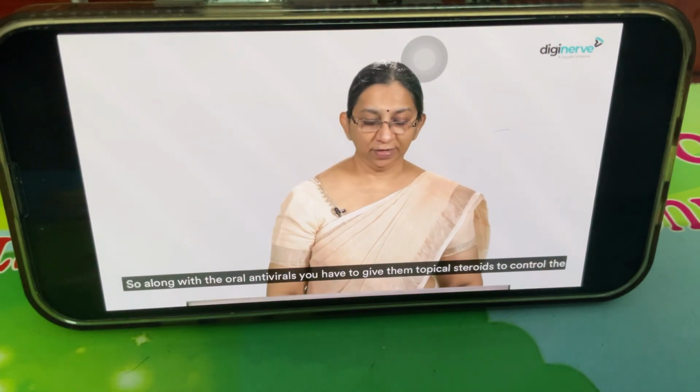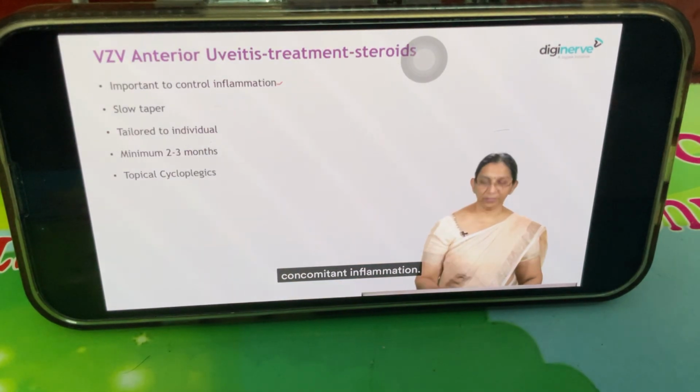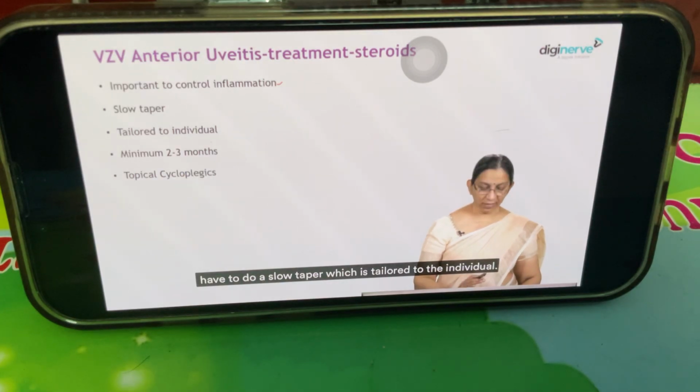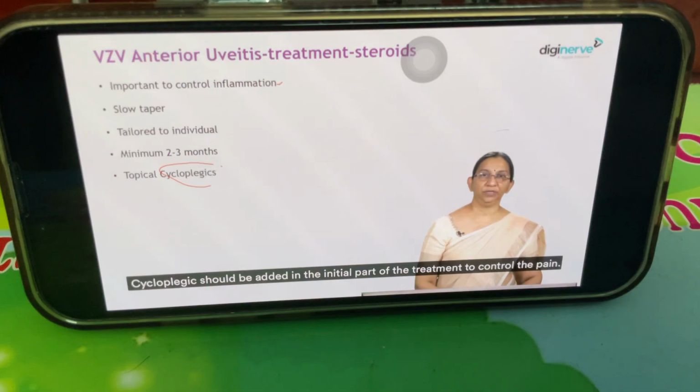Along with the oral antivirals, you have to give topical steroids to control the concomitant inflammation. The frequency of the steroids will depend on how severe the inflammation is, and you have to do a slow taper, which is tailored to the individual. Cycloplegic should be added in the initial part of the treatment to control the pain.